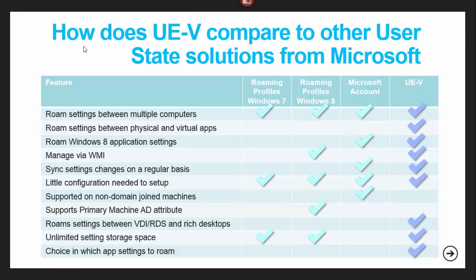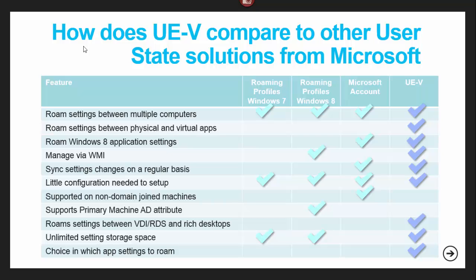So let's see how UEV compares to the other state solutions from Microsoft. These include roaming profiles, the Microsoft account, and UEV. And along the top we have the different columns that represent the different flavors of roaming profile, Microsoft account, and UEV. And you'll notice that UEV has a tick in all of the columns, apart from support for a primary machine attribute and support for non-domain joined machines. So with UEV we have to be domain joined.